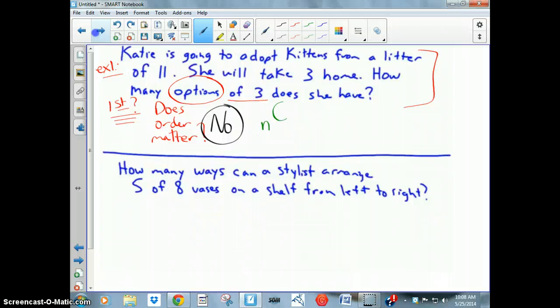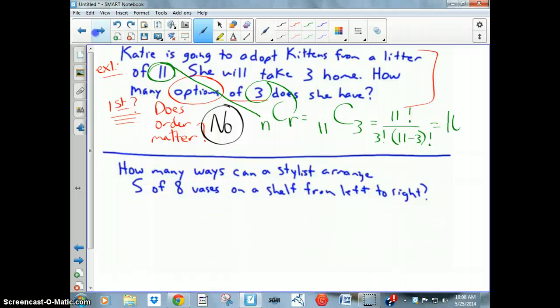So therefore, I do nCr, where n is the bigger number, the total number of options I have, which is 11, and I'm going to pick r, which is 3 of them. So on my calculator, I can type in 11C3, which is 11 factorial divided by 3 factorial times 11 minus 3 factorial. You could type all that in your calculator, or I can tell you the answer. The answer for this is 165 ways. She's got 165 ways to take 3 kittens home out of a group of 11.